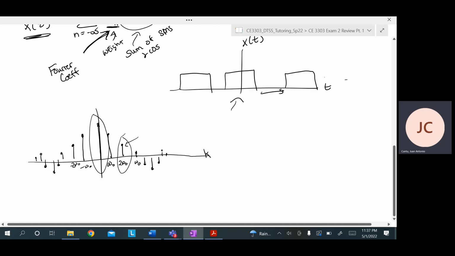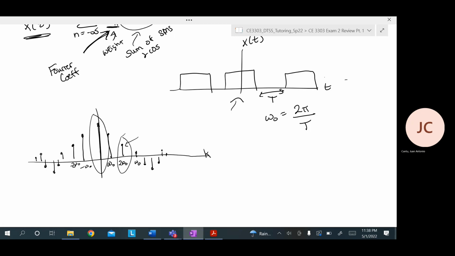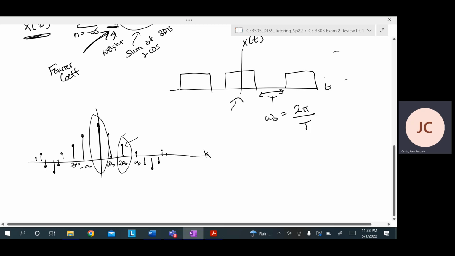And by the way, if this is our period T, okay, then omega naught is simply equal to 2 pi over T, T being our fundamental period. That's all omega naught is, the frequency of this x of t. So these cosines and sines are just oscillating at integer multiples of our fundamental frequency. And this is showing us the magnitude of those individual cosines and sines that all add up to create this function right here.